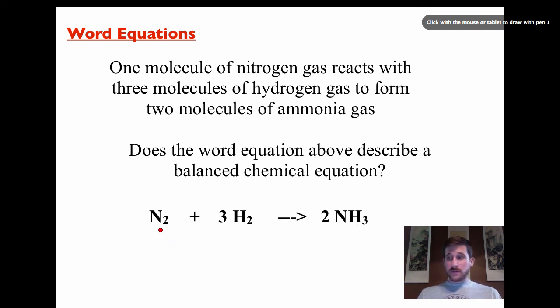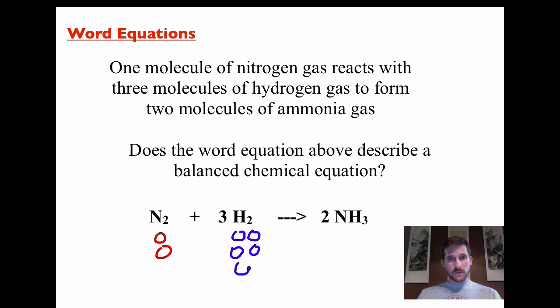Well, we can make the dots and figure it out, right? So 2 dots here for nitrogen. 3 times 2, or 6 dots for the hydrogen. And then we go to the other side. 2 times 1, 2 nitrogens. 2 times 3, 6 hydrogens. Are we balanced? Sure enough, right? 2 nitrogens on both sides, 6 hydrogens.